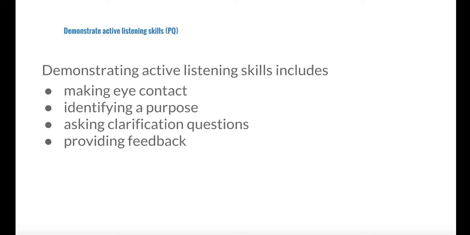And some ways to demonstrate active listening are to make eye contact with the speaker and to identify a purpose. So when a speaker says something, identify the purpose of what they're saying. By looking for the main idea, you're manipulating the information in your head, and that really means that you understand what you're listening to.